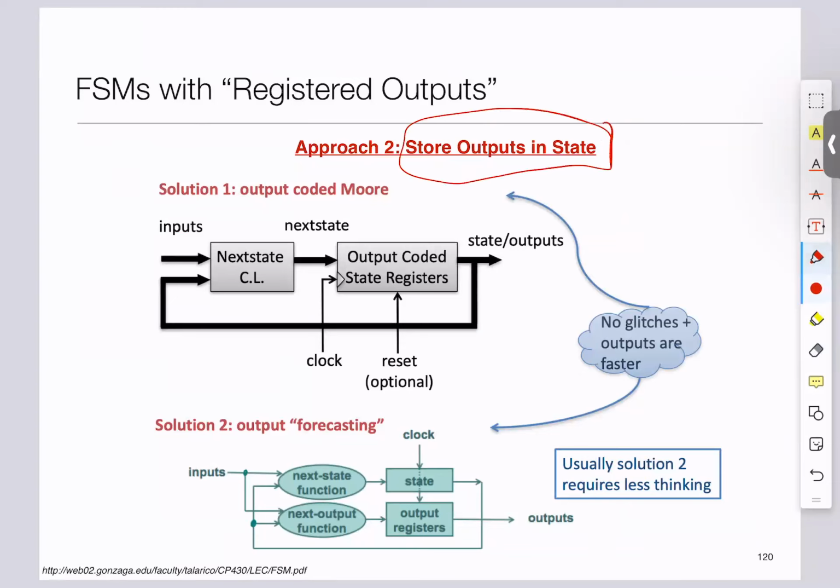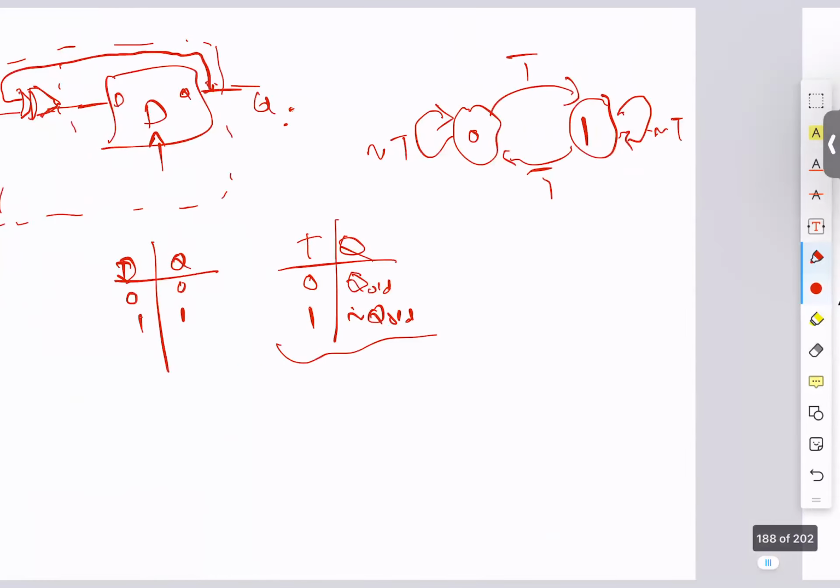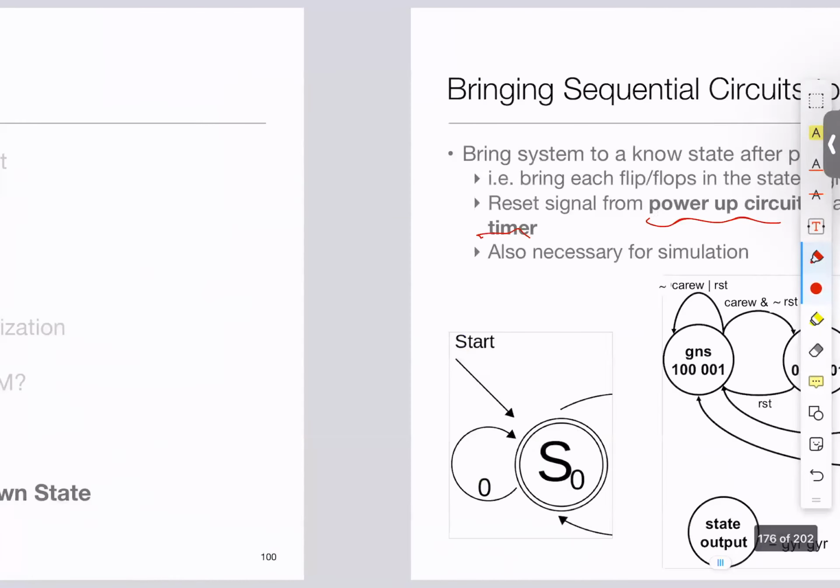So the idea here is the following. If I have an output called Z, let's assume that this Z is coming from one of the state bits. So I'm going to encode my state bits such that one of the state bits is always the same as Z. And this solution is called output coded Moore. Let me see if I have an example. I don't have an example, so let me see if I can pick up an example from earlier on to argue how that might work. Give me a moment.